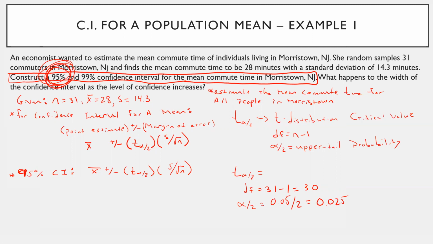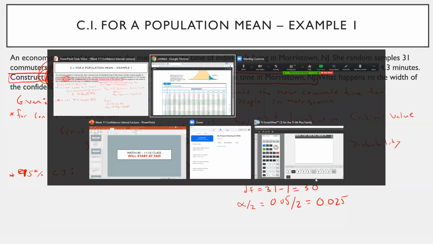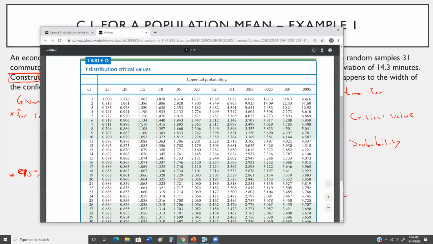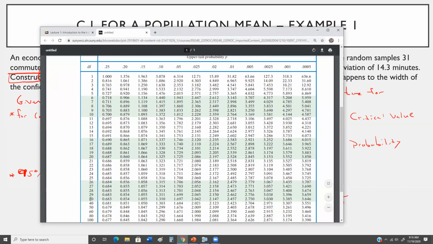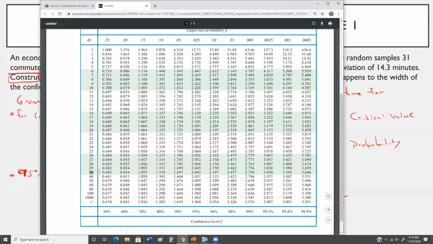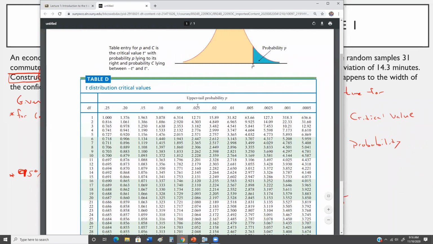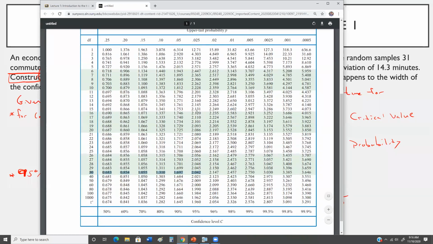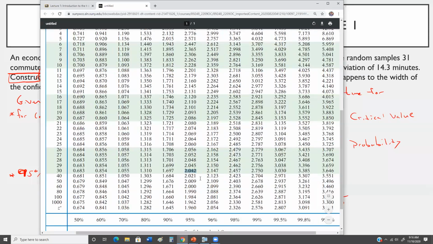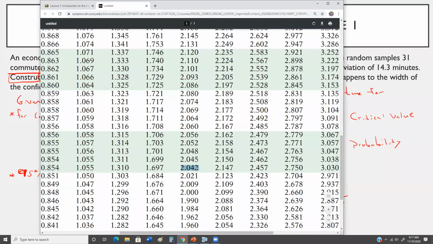So look, this is a piece of cake. Using this table, you just go down to degrees of freedom 30. Do you guys see it on my table? I know it's a little small. And then you go over until you get the upper tail probability 0.025. There's another way you can do it. Do you notice how at the bottom it says confidence level? You can just look at confidence level 95. So what is my t critical value here? 2.042. 2.042.